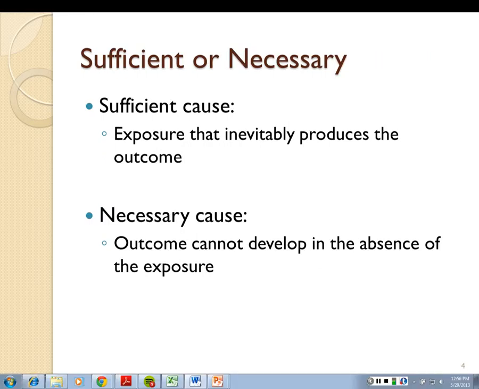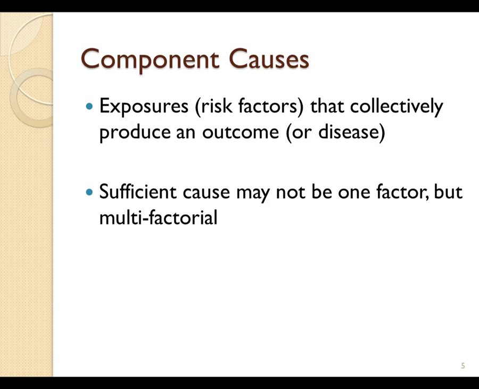A sufficient cause means that the exposure alone will produce the disease. A necessary cause means that the exposure must be present for the outcome to develop. Now, a cause may be necessary but not sufficient to produce a particular outcome. It may be sufficient to produce an outcome on its own, but not necessary. Or a cause might be both sufficient and necessary. Frequently, one exposure or risk factor alone is not enough to produce the disease. So for many diseases, especially for most non-communicable diseases, many factors must be present for the disease to develop.